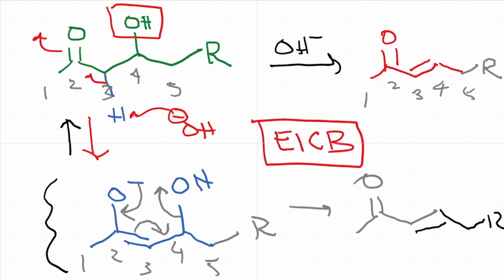Now, as a general mechanism for this process, the way we would want to look at it is we draw out our double bond O. Let's say we have X over here, which is the leaving group.